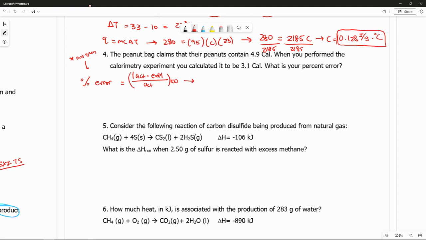In this scenario, our actual value is going to be 4.9 since they claim that on the package. So we're going to use this as our actual, and you calculated 3.1 in your experiment, so that is the experimental. With that information, we set up the absolute value of 4.9 minus 3.1, divided by 4.9, times 100. Solving for this will give you 73% as your percent error. And that is your final answer.